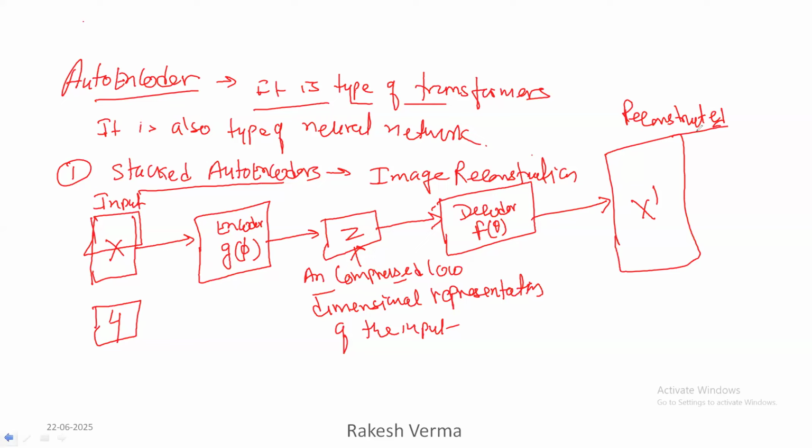Now, when we talk about this, it basically uses a cost function. So g of phi and f of theta, those are involved in the cost function, which measures how much the cost is for performing this operation.